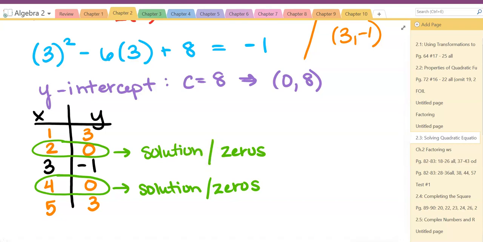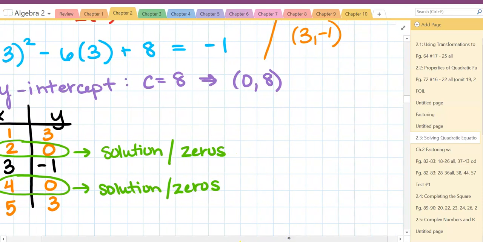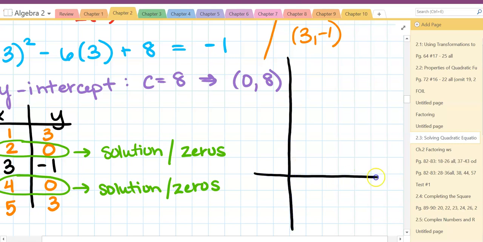All right, so now I'm just going to go ahead and graph this. So I've got 1, 3, 2, 0. See how that one's sitting on the x-axis right there? So that's where it's going to cross. That's why it's a solution. Vertex is at 3, -1. 4, 0. So there's the other solution because it's sitting on the x-axis. And then I have 5, 3.